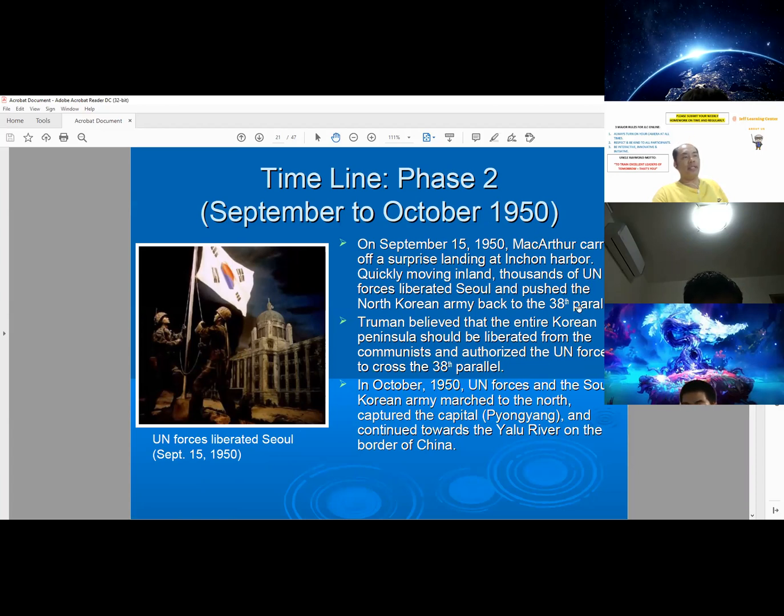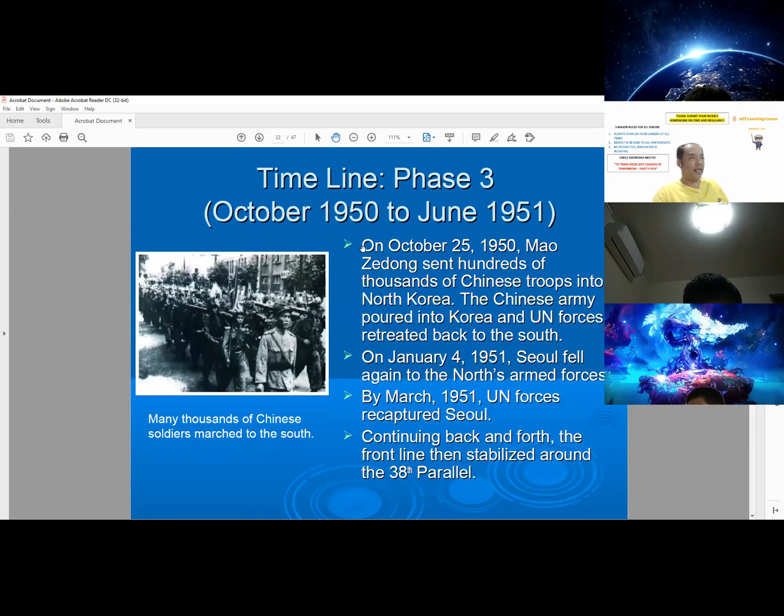And North Korea, 38th parallel. Must take note, you must know all these, the 38th parallel separates the two, North and South. Okay, then you can see Mao Zedong sent hundreds of thousands of troops to fight against the South Korean army.